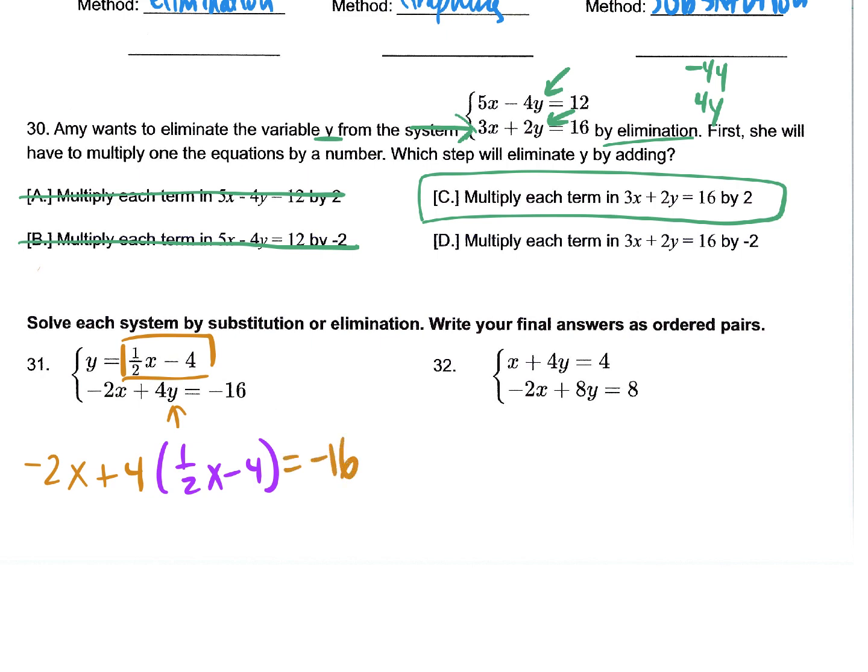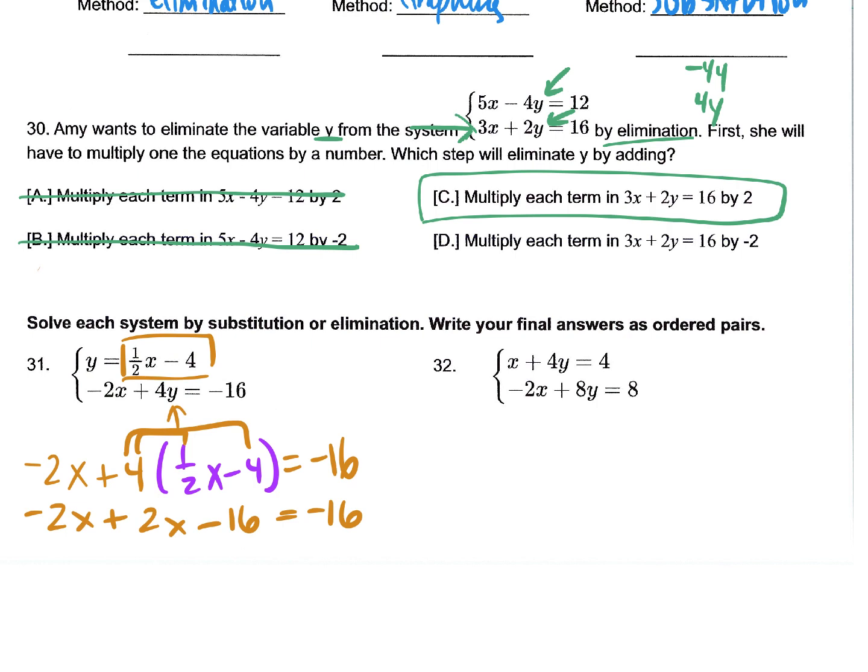So now you'd have to distribute. So this one's kind of tough. So you'd end up with -2x, and then you'd have plus 4 times 1/2. So you could do that on the calculator. 4 times 1/2 is 2x. And then 4 times -4 is -16. Don't be afraid to use a calculator when you can. That -16 on the other side drops down.